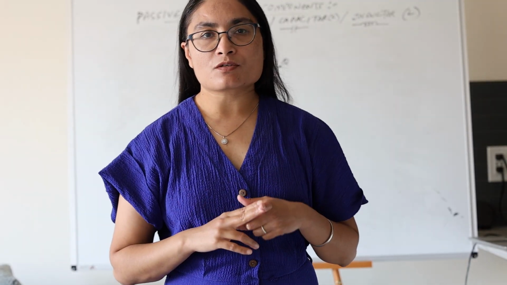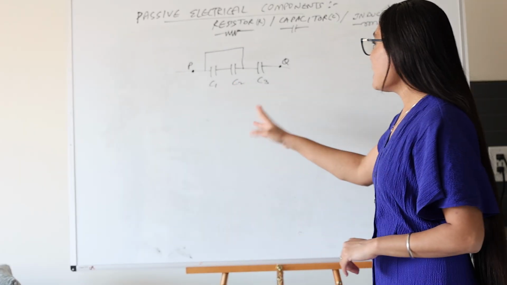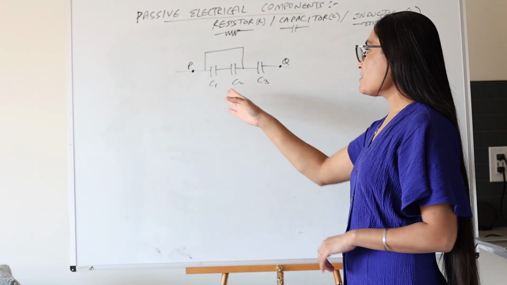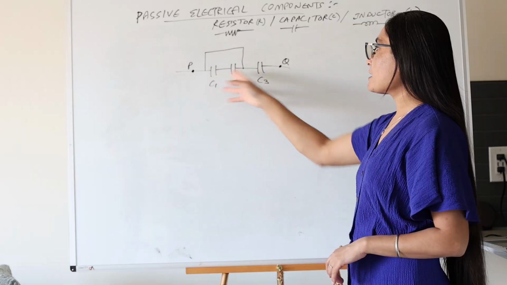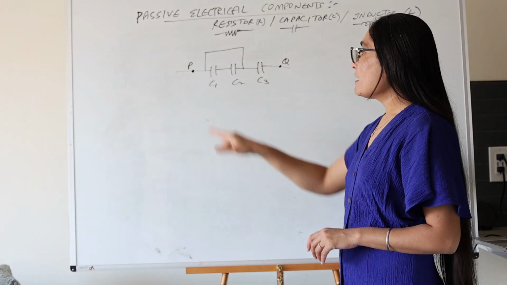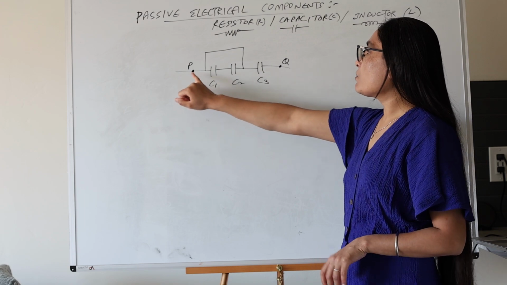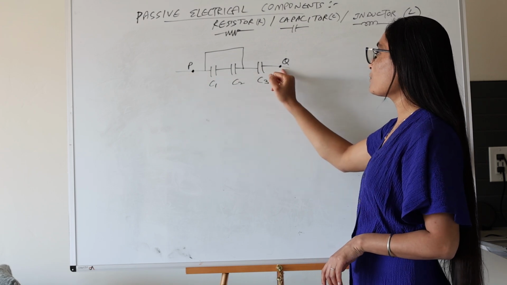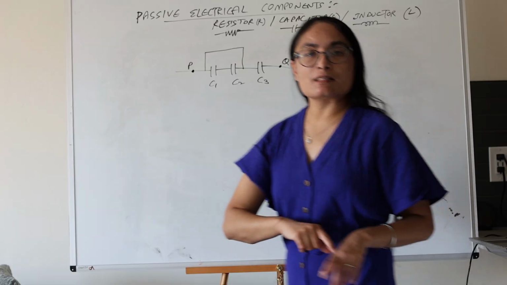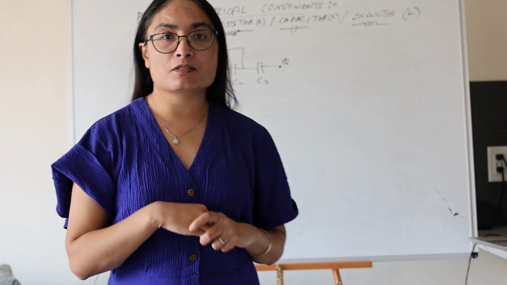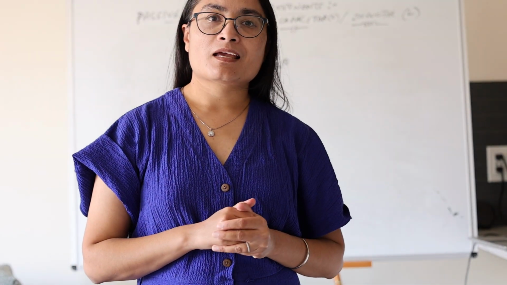So I do have one question for you before we move on. The question is, I have 3 capacitors C1, C2, C3 that are connected in such a fashion, and I want to calculate the total capacitance between point P and Q. So I'll leave that as a question for you. You can put your answers in the comments below.